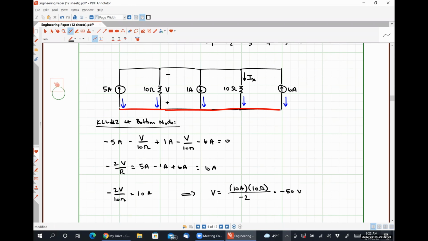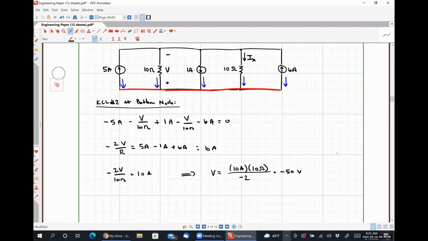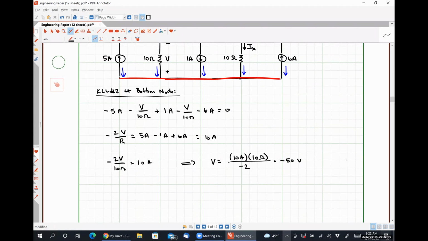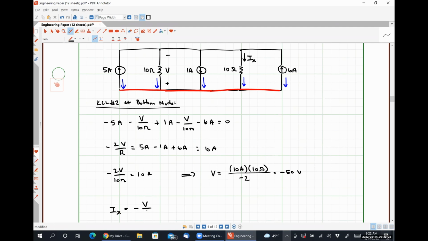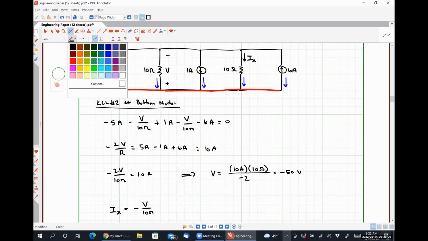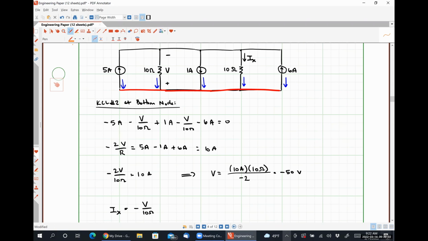Okay, so let's talk about that real quick, because we're about to figure out what IX is. IX expressed in terms of V is negative V over 10 ohms. And the reason for that is because we have decided that V has this polarity.